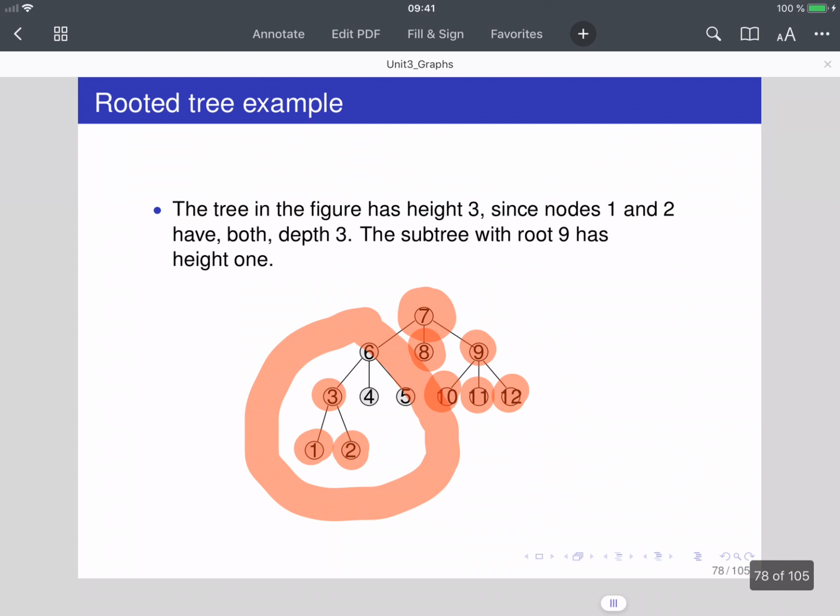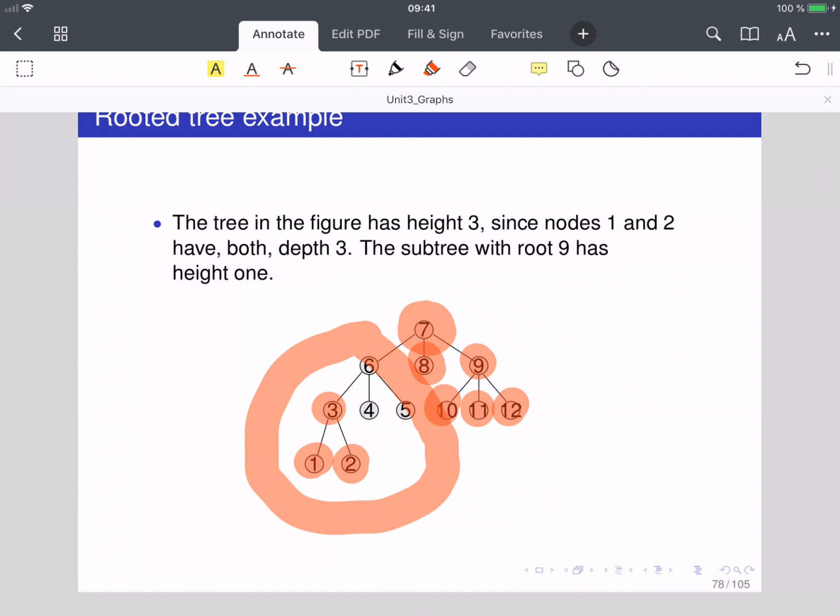So for instance here 7 has degree 3, which is exactly the same as in the general theory of graphs, because 7 is the root and has no parent. But for node 3 here, the degree is 2. It's the number of children. It's not 3. We do not count the edge that goes back to 6. We only count the edges that go down.